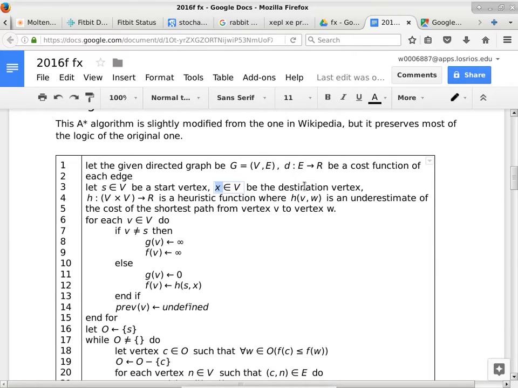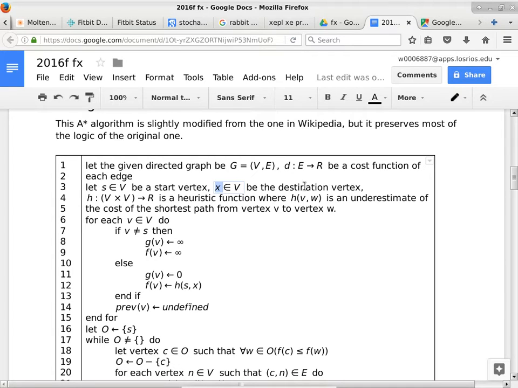Okay? Are there any questions at this point about the terminology, what each symbol is representing? Go ahead. What's R again? R is real numbers. So we're just mapping each edge to a non-negative real number.